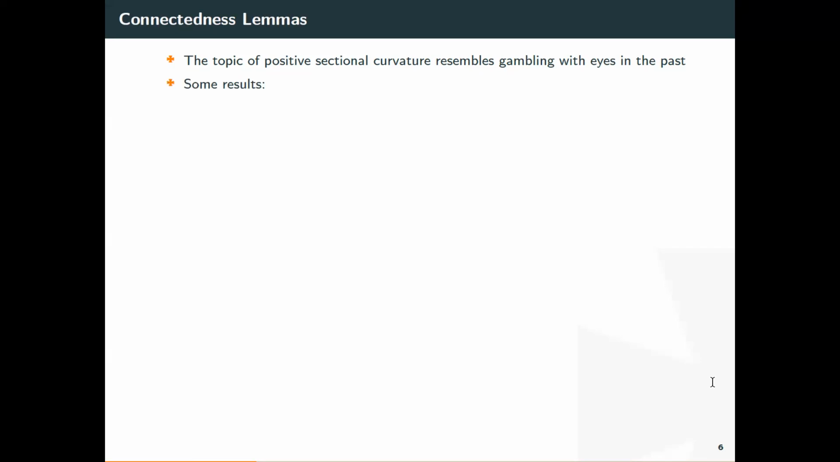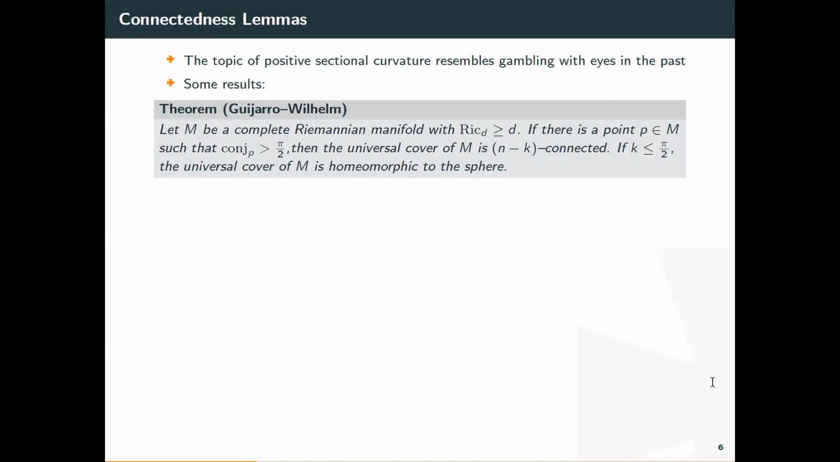Okay, so some results made me really think about it, and there is another misprint here that I just noticed. There is this result of Guijarro and Wilhelm that says, well, take a complete Riemannian manifold that has positive Ricci d curvature that can be assumed to be bounded by the same d, and if you can find a point P such that the conjugate radius of this point P is strictly greater than pi/2, then the universal cover of the manifold that you are looking for is n minus d, not k, of course, because there is no k in any other place, and n is the dimension of the manifold.